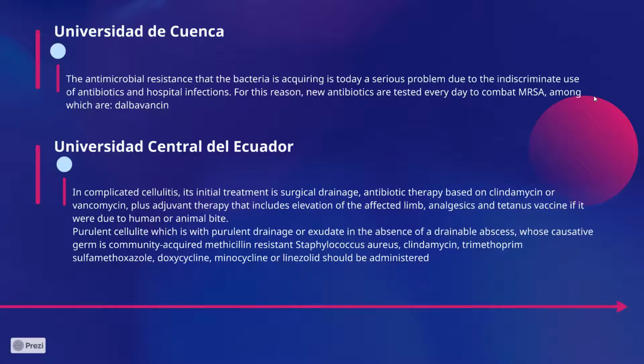The Universidad Central de Ecuador says that in complicated cellulitis, the initial treatment is surgical drainage, antibiotic therapy based on clindamycin or vancomycin, plus therapy that includes elevation of the affected limbs, analgesics, and tetanus vaccine if it were due to a human or animal bite.